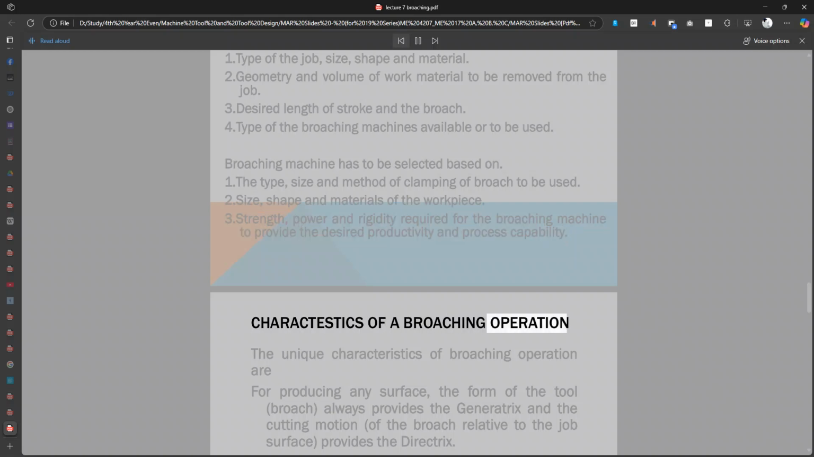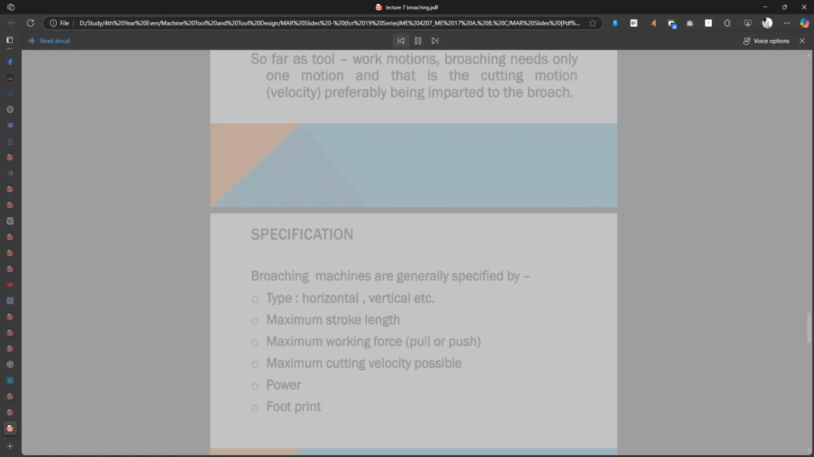Characteristics of a broaching operation. The unique characteristics of broaching operation are: for producing any surface, the form of the tool, the broach, always provides the generatrix, and the cutting motion of the broach relative to the job surface provides the directrix. So far as tool-work motions are concerned, broaching needs only one motion, and that is the cutting motion, velocity, preferably being imparted to the broach.